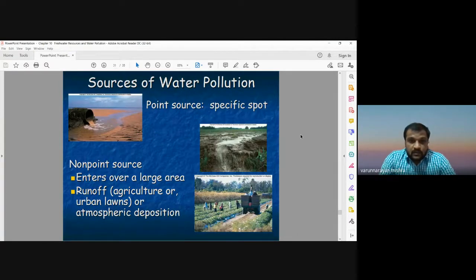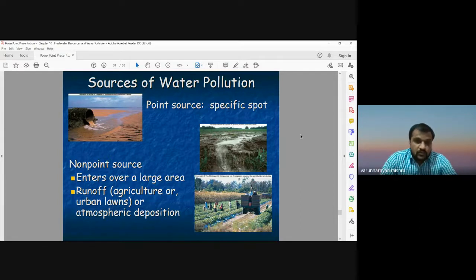Okay, these are the major sources of water pollution: point source and non-point source. Point source is a source of water pollution to a specific location. Non-point sources are a kind of water pollution that may enter over a large area. It's a kind of runoff during the agricultural practices. Because of the surface runoff from the agricultural land, it may mix some pesticides, it may mix some chemicals in the water, or there may be some atmospheric deposition of that harmful materials, harmful particles.